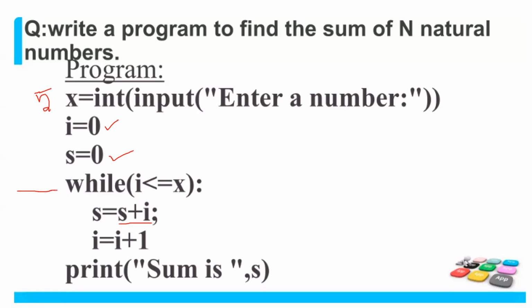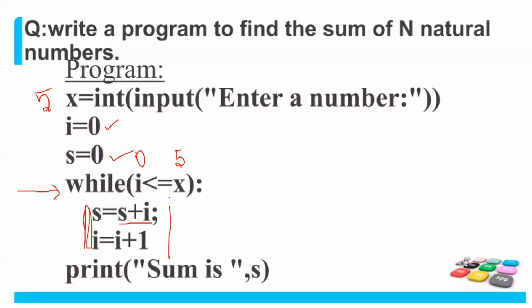In the fourth line, it is checking whether the value of i is less than or equal to x. Yes, the value of x is 5 and the current value of i is 0. So i is less than or equal to x, and due to this condition, your code will jump inside the while loop. And these two lines are the members of the while loop, only these two lines. After coming inside the loop, these two lines will be calculated.